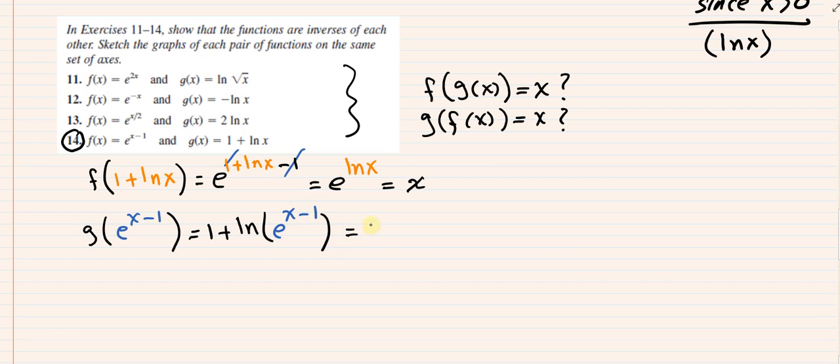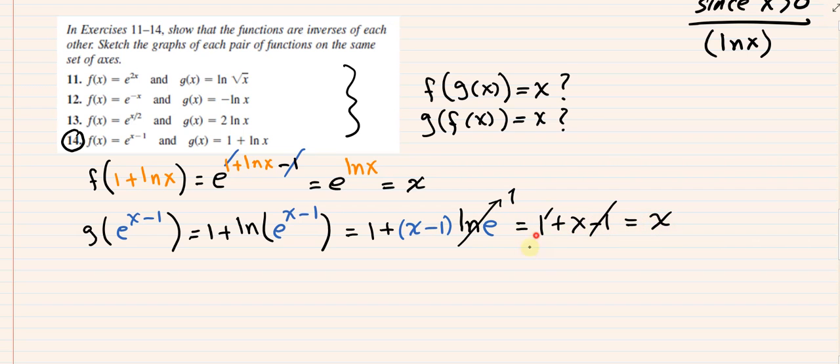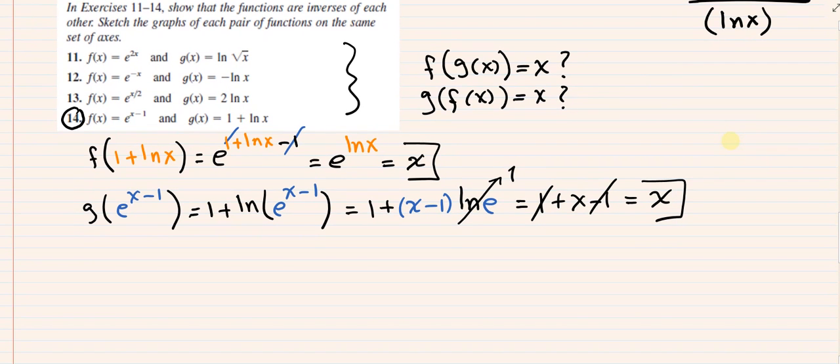And this is 1 plus. Now, the ln of e to the x minus 1, we can actually bring x minus 1 in front of a log and just write that as the natural log of e. Okay, and of course the natural log of e is 1. So this is just 1 plus x minus 1, which makes x. So we showed in both cases that that property holds, right? It's not a property really, but that condition holds.